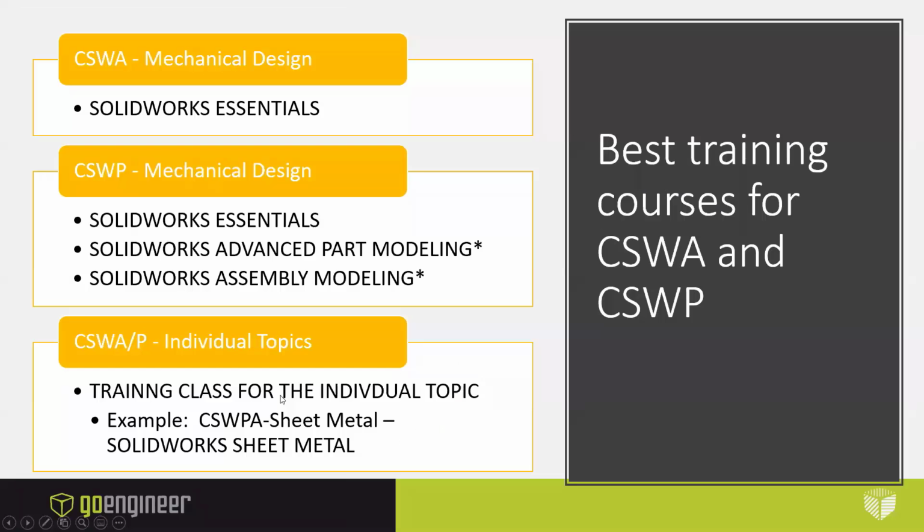So let's get into the training. If you're going for the CSWA, we recommend at least having the knowledge of the information from the SOLIDWORKS Essentials class. If you're going for the CSWP, we would definitely recommend the Essentials, the Advanced Part Modeling, and Assembly Modeling. Now, I put little asterisks here when we are doing our classroom-based training. The GoEngineer SOLIDWORKS Advanced class is actually these 2 classes in a 4-day format. So we do 2 days of the part modeling and 2 days of the assembly modeling.